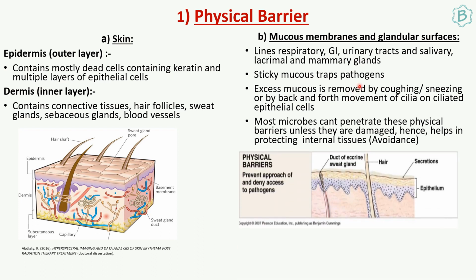So, these physical barriers, unless they have been damaged in some way, like if there is a break in your skin, the pathogen would ideally not be able to evade this barrier. So, the primary function that these physical barriers serve is that they help in protecting your internal tissues, and this is why this is considered to be an avoidance strategy. So, in this figure over here, you can see that these sweat glands, these hair follicles, the secretions, and the epitheliums, they are blocking the entry of the pathogen, so they are not able to access the internal tissues.